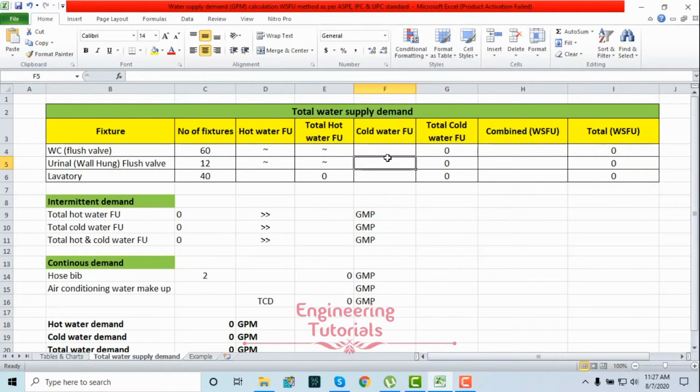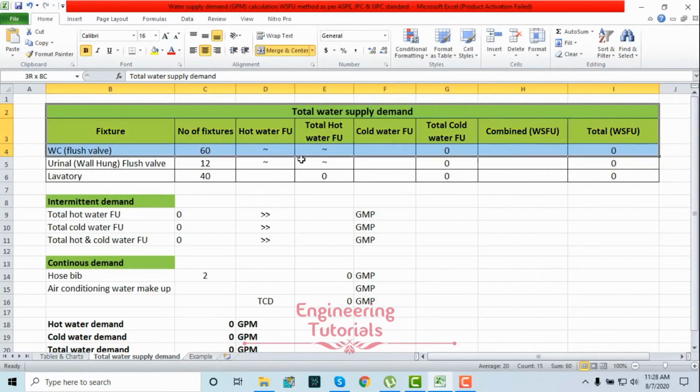The topic which I'm going to discuss today is related to the total water supply demand calculation for a building. If you remember, about 1 month ago I made a video related to hot water and cold water pipe sizing. In that video I did not explain how you can calculate the water supply demand. So in this video I'm going to show you how you can do that by using the water supply fixture unit method, that is WSFU, and by using International Plumbing Code IPC and UPC, that is Uniform Plumbing Code.